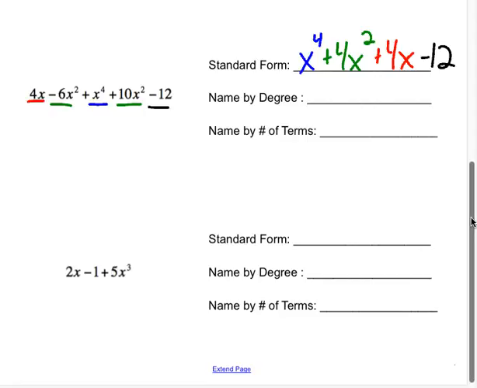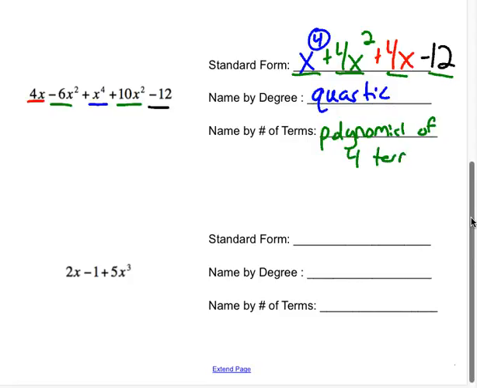All right, so naming it by degree. Here its degree is 4, so if you reference your table, you'll see that degree 4 is going to be called a quartic function. Then here, number of terms, 1, 2, 3, 4 terms. So remember, when you got up to 4 terms, it didn't really have a special name. Now we just call this a polynomial of 4 terms. It didn't really get a special name associated with it.